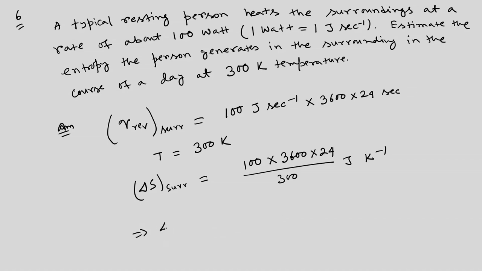So, we get delta S surroundings is 1200 times 24 joule per Kelvin. This is a simple yet interesting problem. Okay. Next, we consider a problem which is very simple one.